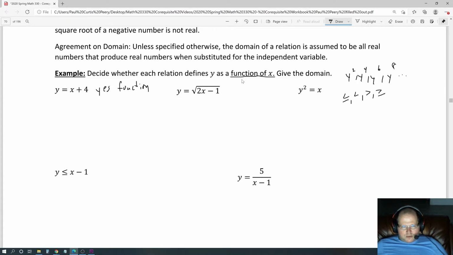Okay, now what about this one? Well, again, we don't see any y's to some even power. We don't see any inequalities, so we would say yes, this is a function. Okay, what about the next one?